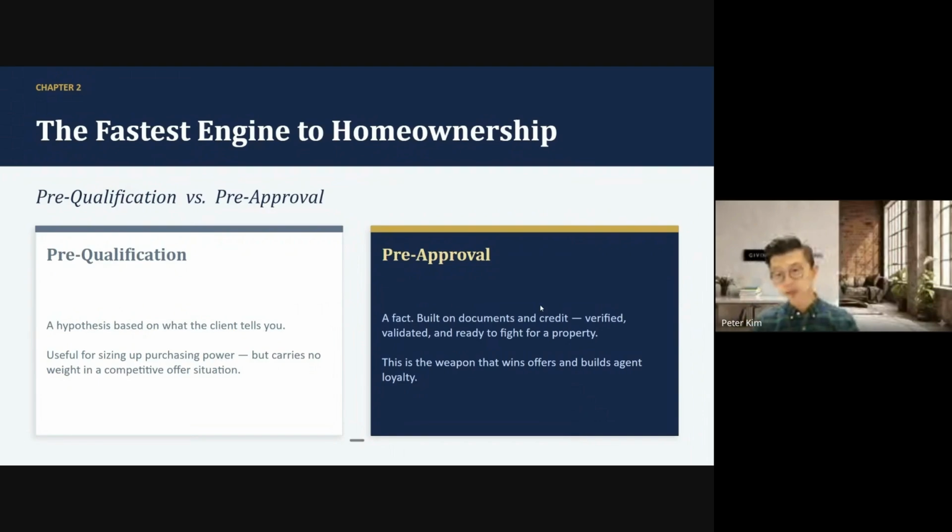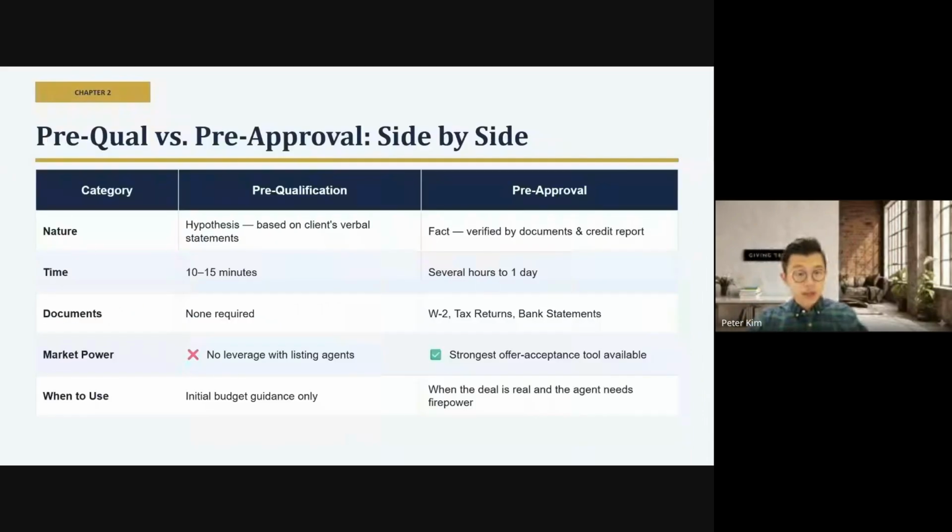So side by side, if you look into this chart, pre-qualification has stated income, stated assets, stated everything.